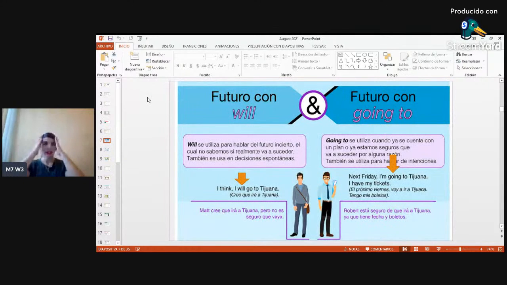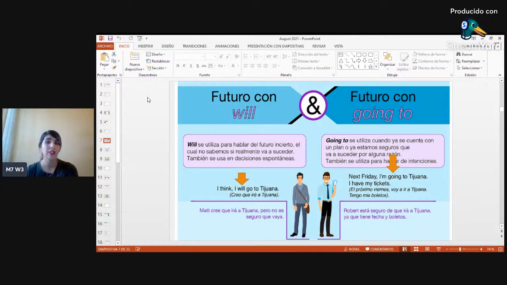So we have a difference to express the future. We can use will as an auxiliary, or we can use going to. The difference, and it is a huge difference, is about how, for example, we have will, and it's something that I just think that I'm going to do, but I'm not sure. Like, I think I will go to Tijuana. Creo que iré a Tijuana. Es un futuro incierto. No es tan seguro que lo vaya a lograr o que lo vaya a realizar. Ni siquiera a lo mejor tengo las ganas suficientes para realizar eso que tengo pensado.